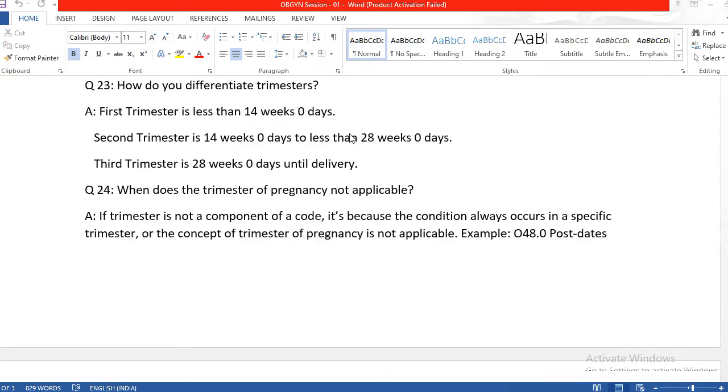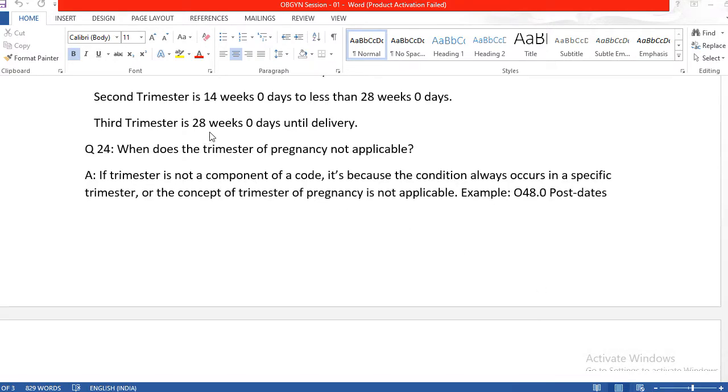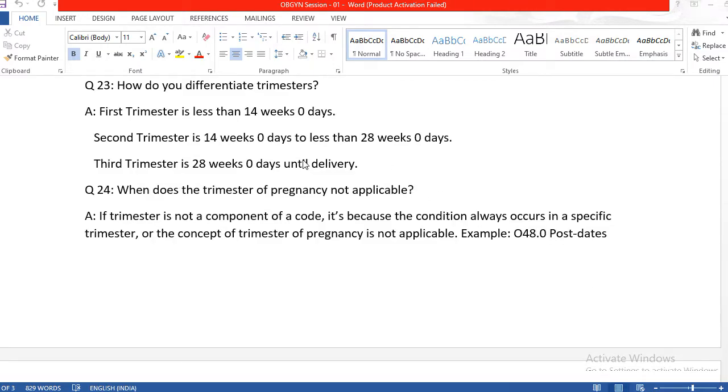How do you differentiate trimester? The first trimester is less than 14 weeks 0 days. The second trimester is 14 weeks 0 days to less than 28 weeks 0 days. The third trimester is 28 weeks 0 days until delivery. Sometimes the physician will tell all the weeks of gestation, so we need to remember these three steps to find the trimester of the pregnancy.